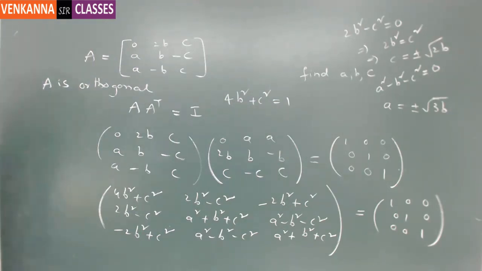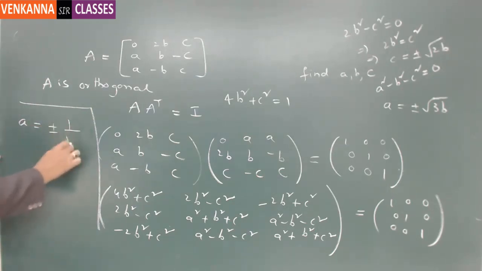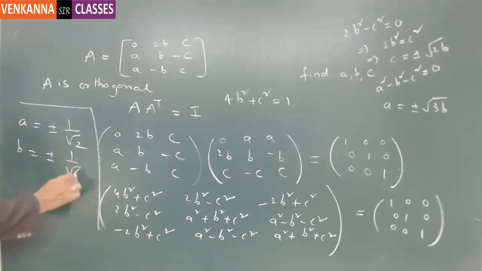So please check on that. I think simplification is easy for you, I can skip that part. Is it required? At the end, on simplification, you will get the values: a is equal to plus or minus 1 by root 2, b is equal to plus or minus 1 by root 6, and c is equal to plus or minus 1 by root 3. You can check for that.